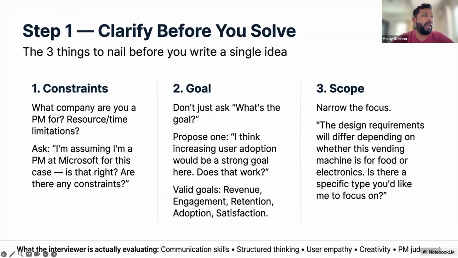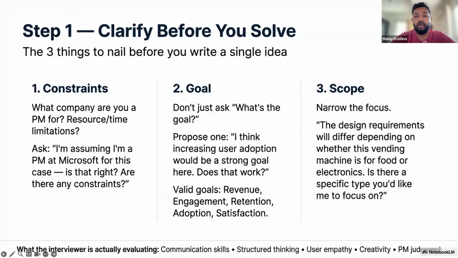So the 3 things that you clarify right at the beginning of a product sense question are: first, constraints. What company am I a PM for? What are the resources and time constraints? If there is any specific product that I want to use, then talk about that product.